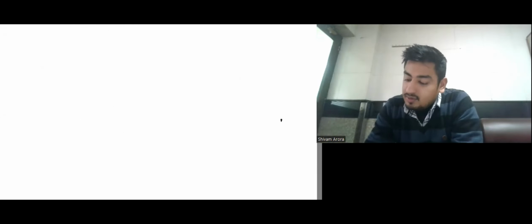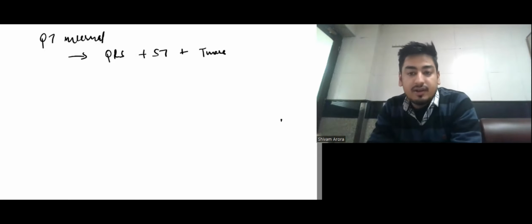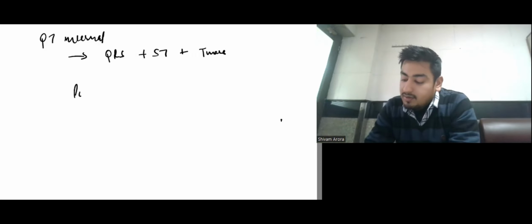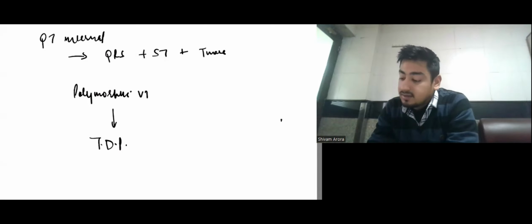Let us now discuss the QT interval. So first of all, what is the QT interval? It includes the QRS complex plus the ST segment plus the T wave. Okay, and why is it important? Because when the QT interval prolongs, it leads to prolongation of the relative refractory period, which is a dangerous period. So it can precipitate polymorphic VT, which is also known as torsades de pointes. Okay, so we'll discuss torsades de pointes in tachyarrhythmias.